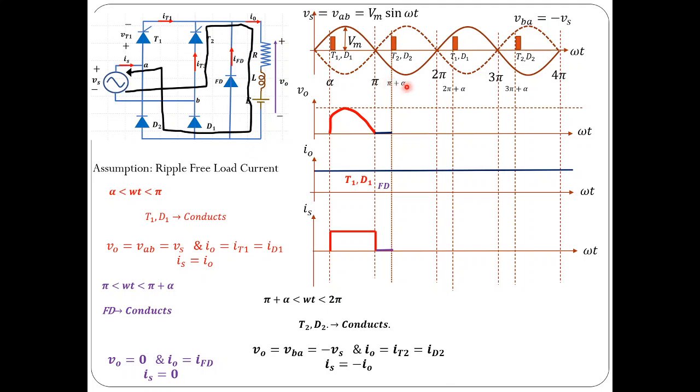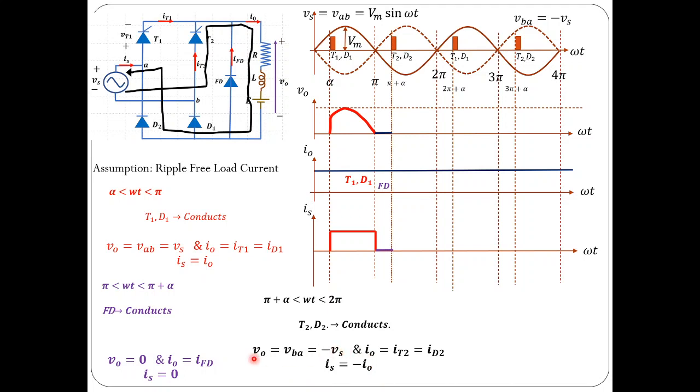So during pi plus alpha to 2 pi, the voltage across the load is the same as VBA, that is the same as minus Vs. And coming to the load current, that is the same as thyristor 2 current and diode 2 current, both are equal. You can see that the source current is in the opposite direction to the load current flow. The source current's conventional direction is taken this way, whereas the load current is flowing opposite to that. So the source current is minus of I0 during this period.